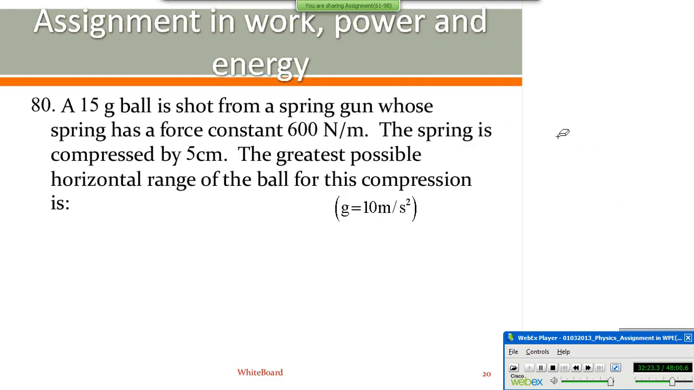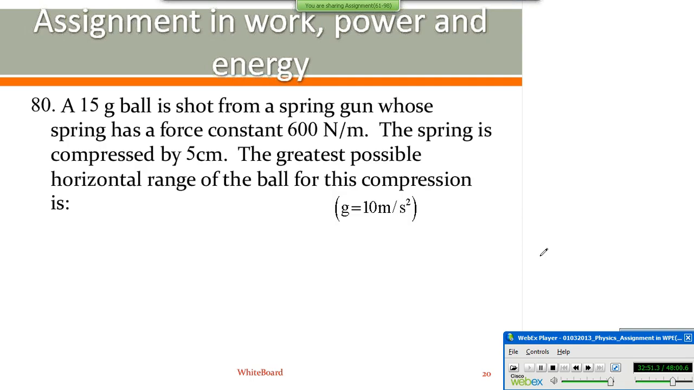See the question number 80. A 15-gram ball is shot from a spring gun whose spring has a force constant 600 Newton per meter. The spring is compressed by 5 centimeters. The greatest possible horizontal range of the ball for this compression is.